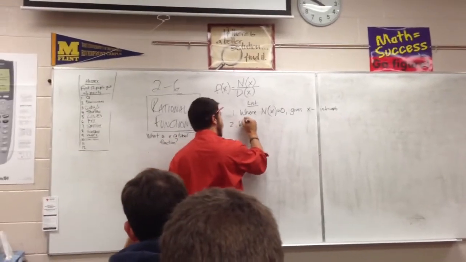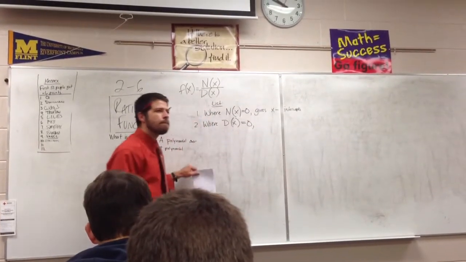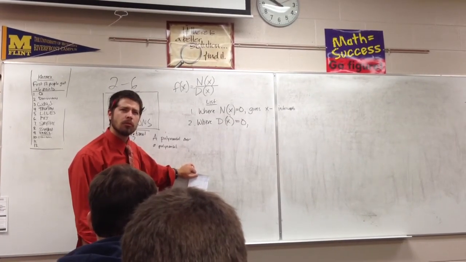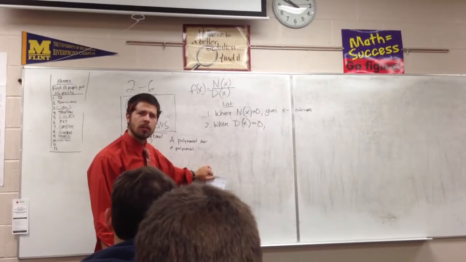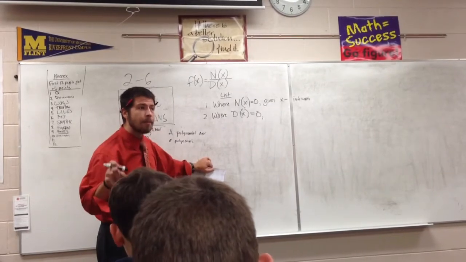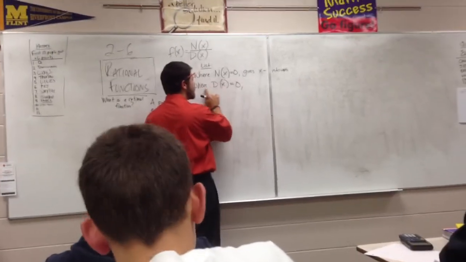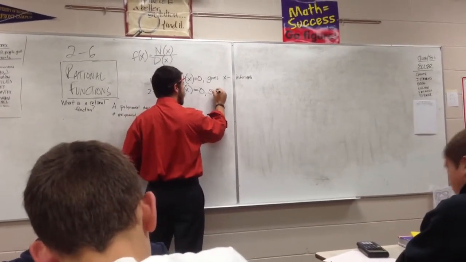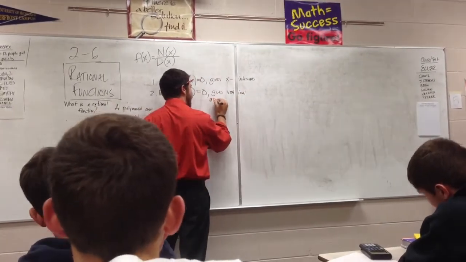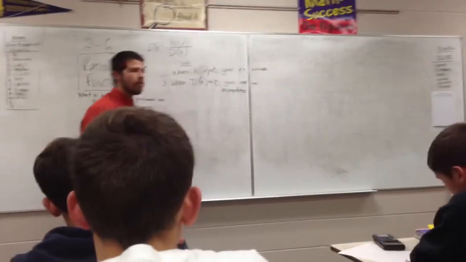Number two, where the bottom, the denominator, is equal to 0. And what does that mean to you? Okay, it's not real, right? It's not in the domain. But we can still use it to find something about this rational function. Okay? And what this is going to do, if I set the bottom equal to 0, this is going to give, let's call them the vertical asymptotes. A-S-Y-M-P-T-O-T-E-S. Have you ever heard of that word before?